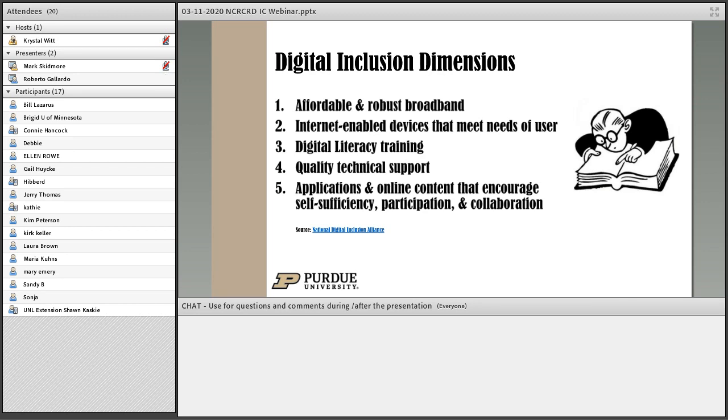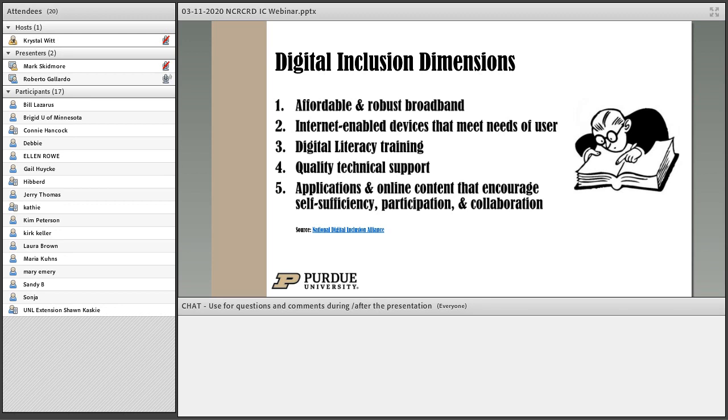So to put it a little bit more into perspective, the National Digital Inclusion Alliance, which I'm part of, as a disclaimer, I'm a board member. If you can join this awesome alliance, I think you will learn a lot. It's nonprofits and local governments and practitioners that are involved in digital inclusion efforts across the country. This NDIA identifies 5 dimensions of digital inclusion. Obviously, the first one is affordable and robust broadband, and internet enabled devices that meet the needs of users.